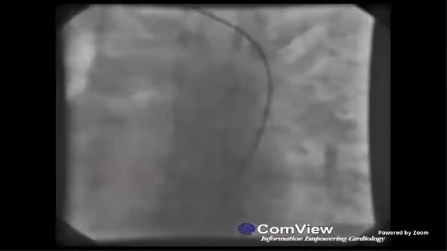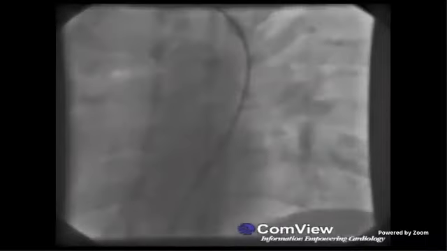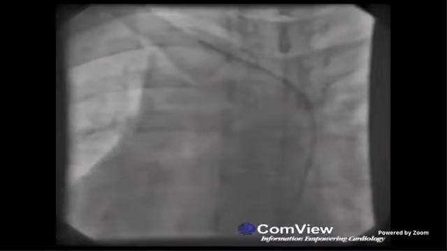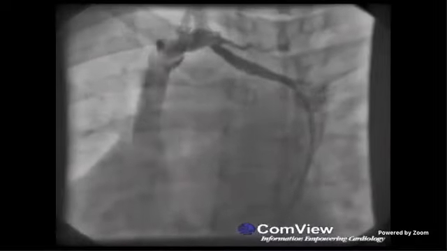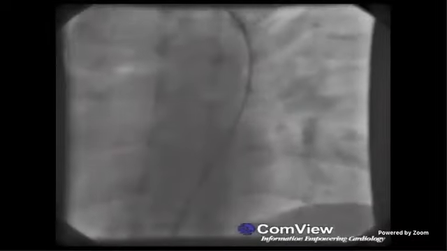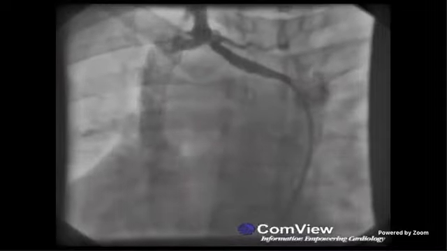The catheter course is from the femoral artery through the descending aorta into the arch, into the innominate artery, and we can see that there is a dilated communication from the right subclavian artery, which is descending.